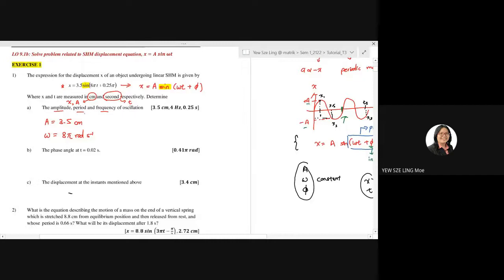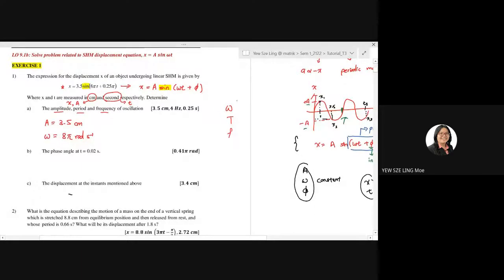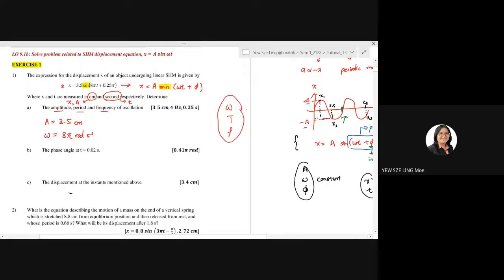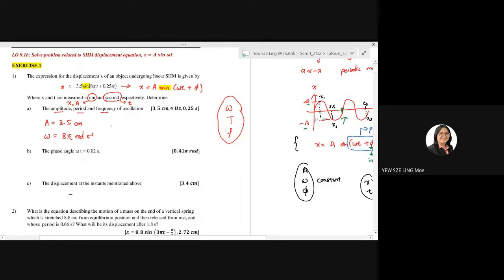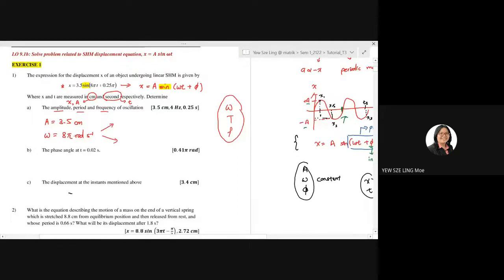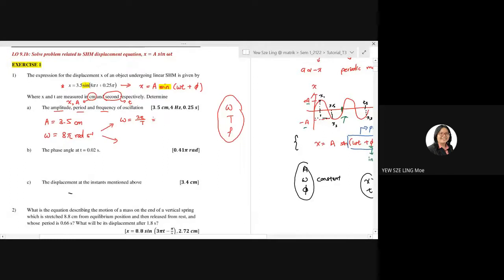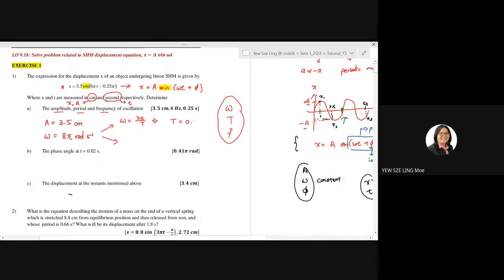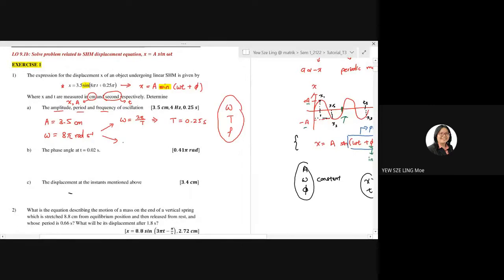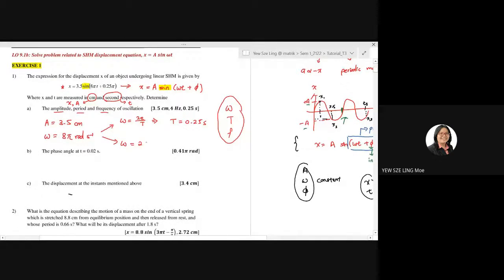But now, the question is asking for period and frequency. So what are we going to do? Remember, omega, period, and frequency are one family. If you have omega, then you will be able to determine period and also frequency. So omega is equal to 2 pi over T. Plug in the value, and you will obtain T equal to 0.25 second. And then omega at the same time is equal to 2 pi f. So rearrange the equation, f would be 4 hertz.